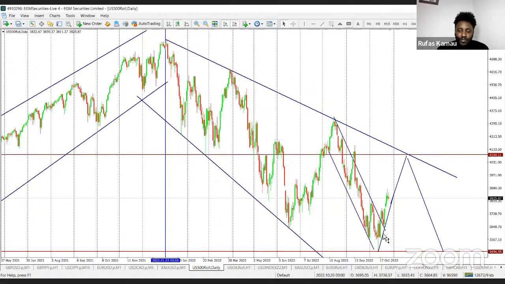So now that the market is moving up, the projection is that the market will continue moving higher. But once we get to the resistance, there's a good chance we might be going back down, and this could be real quick. So that's my view on that.